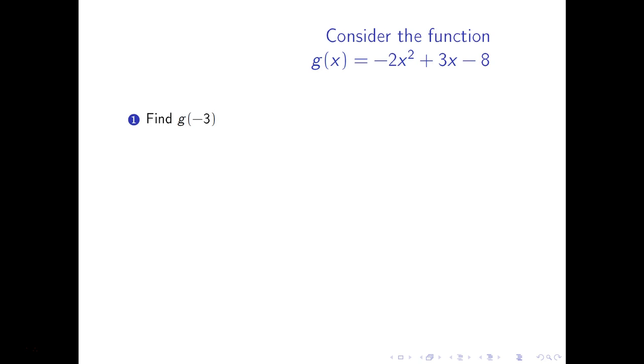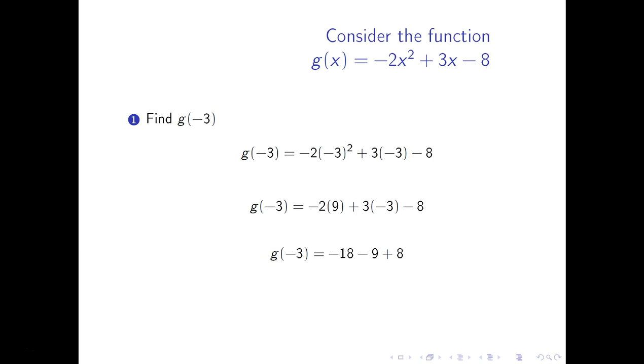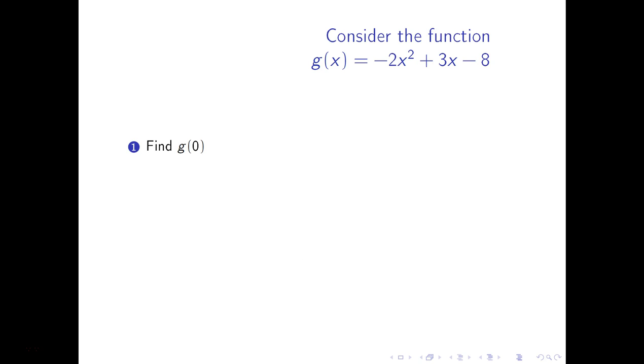All right, I want you to do the same thing, but now for g of negative 3. So pause, go ahead and find that. Welcome back. Hopefully the first thing you remembered to do was substitute. Then you squared, multiplied, and combined everything to get negative 19. Okay, final one, g of 0. Go ahead and pause and find it.